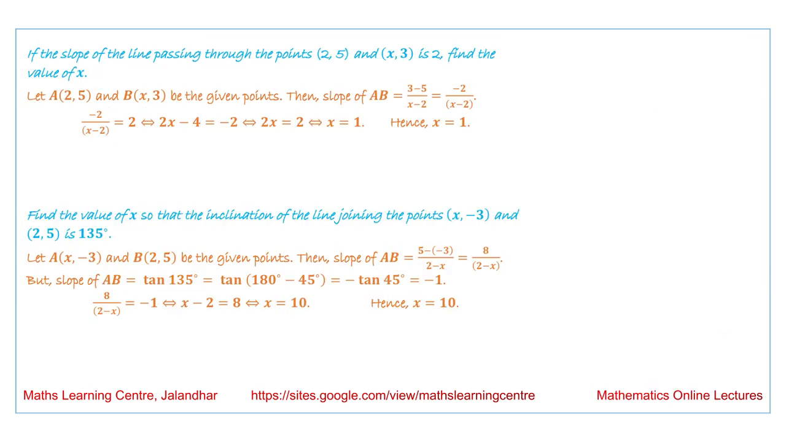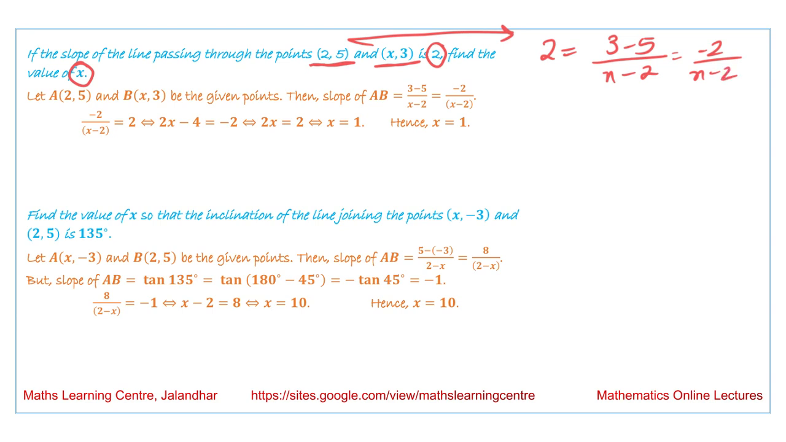Next is, if the slope of the line passing through the points (2, 5) and (x, 3) is 2, find the value of x. So if we calculate the slope, we are saying it is 2. The value we have is (3 minus 5) over (x minus 2). So we are writing this is equal to minus 2 over (x minus 2).